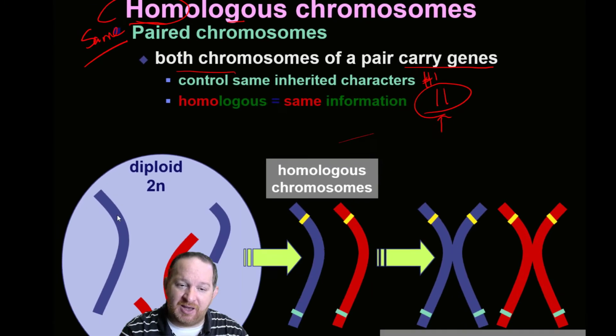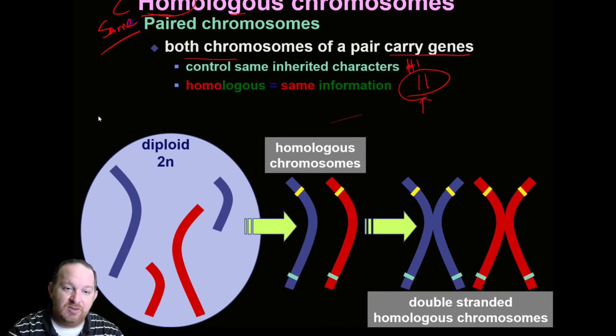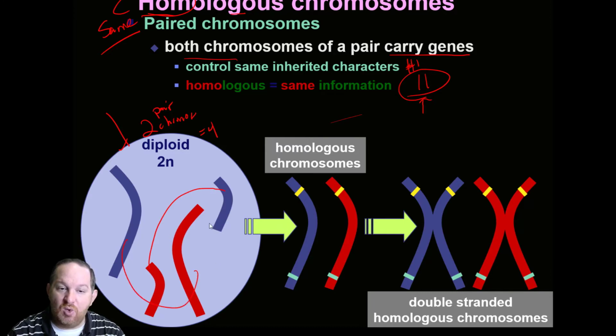So if you think about it right here, we've got this organism, it just happens to have 2 pair of chromosomes, 4 total. All right, so it looks like this one and this one go together, this one and this one go together. So these two would be a homologous pair. Same information. They're both number 1 chromosomes.